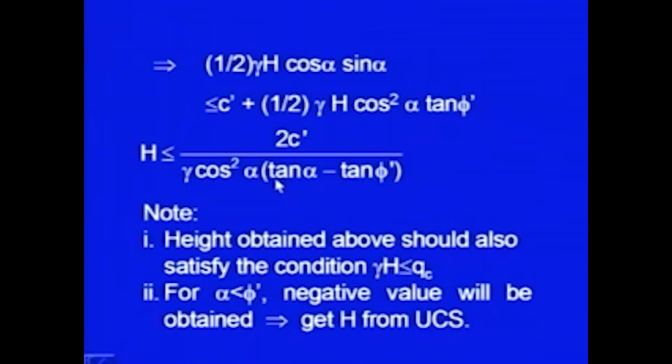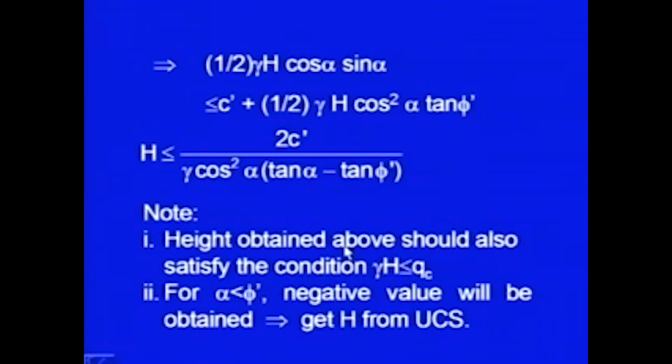In fact, if you put alpha equal to phi dash, suppose phi dash is equal to 35 and you take alpha also 35, then this value becomes 0. So the denominator is becoming 0, it is tending towards 0, that means h will tend towards infinity. So, as per this expression, which we have obtained from mechanics, for the equilibrium to exist, infinite height will be possible, but it will not be possible practically.